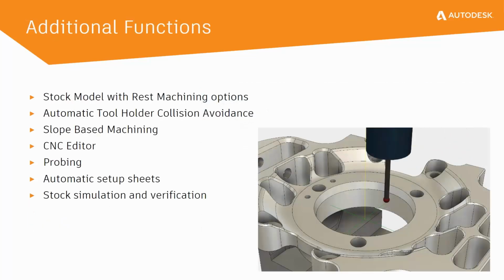Now further to this is a range of other subtopics that we could talk about. Stock model with rest machining options, automatic tool holder collision avoidance, slope-based machining, CNC editors, probing, automatic sheet setups, setup sheets, and stock simulation and verification. Now we've covered some of those, but you'll see that there's quite an extensive set of capabilities beyond the machining strategies that come included as part of Autodesk HSM technology.